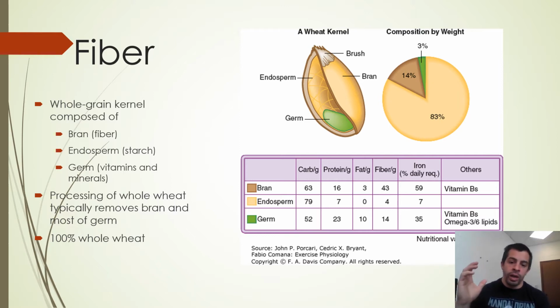If you look at this little table, it tells you the macronutrient breakdown of all of these components. I believe this is percentages, not grams, but I could be wrong. You can see that the bran and the germ contain the vast majority of the fiber. So if you're eating white bread, it has mostly been stripped of its fiber because the bran and the germ have been removed.